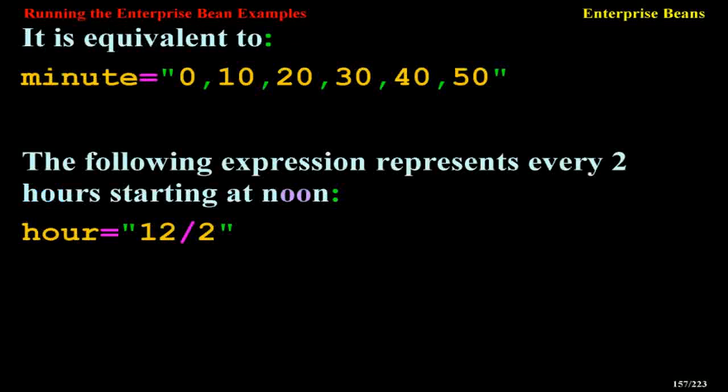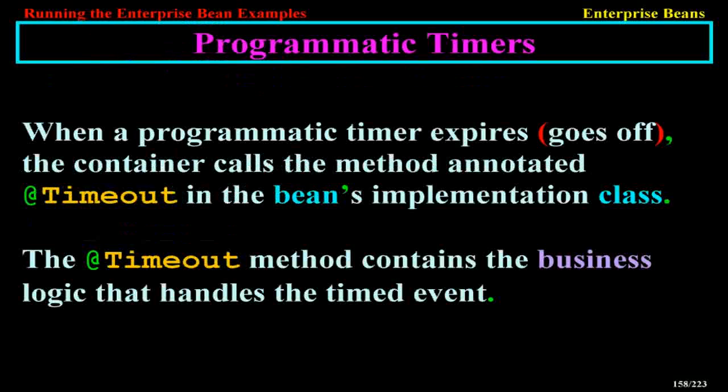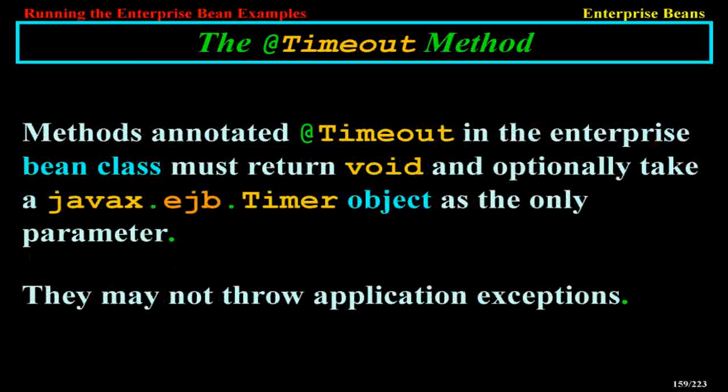Programmatic timers. When a programmatic timer expires, or goes off, the container calls the method annotated @Timeout in the bean's implementation class. The timeout method contains the business logic that handles the timed event. The timeout method: methods annotated @Timeout in the Enterprise Bean class must return void and optionally take a javax.ejb.